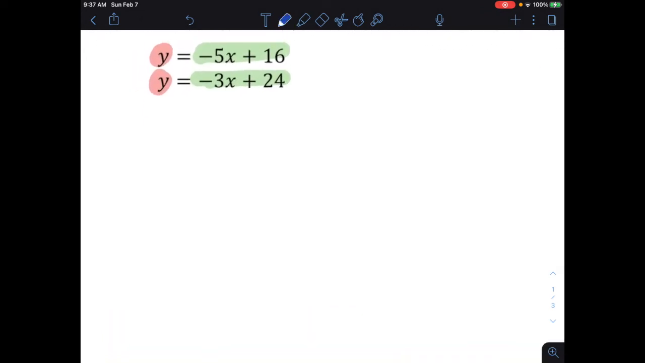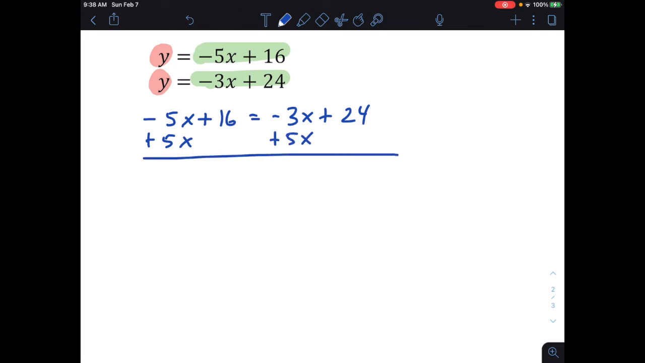Okay, so we can write this as negative 5x plus 16 equals negative 3x plus 24. Okay, so with the negatives, they're a little bit tricky to figure out which one is the smaller x, but remember, negative numbers as they get bigger are actually smaller. So negative 5 is smaller than negative 3, so we're going to add 5x to both sides. So when we do, it cancels the 5x. So we have 16 equals negative 3 plus 5.